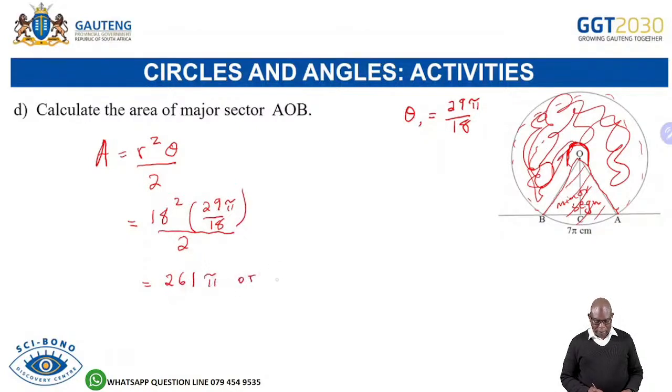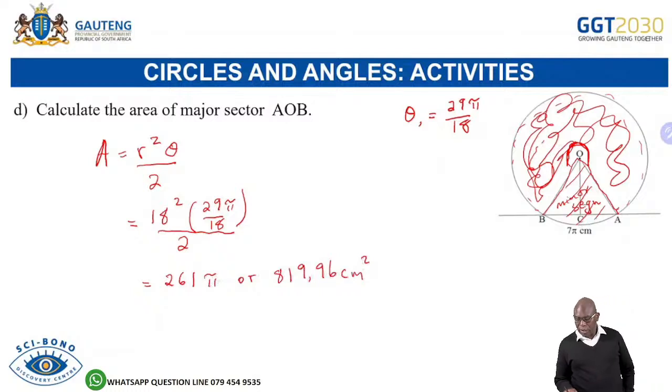Or I can write it in decimals, so they have 90 centimeters squared. Remember, it is area, it must be squared. The units there were centimeters, so I'm going to write it there. So the area of that whole thing there will be 261 pi.